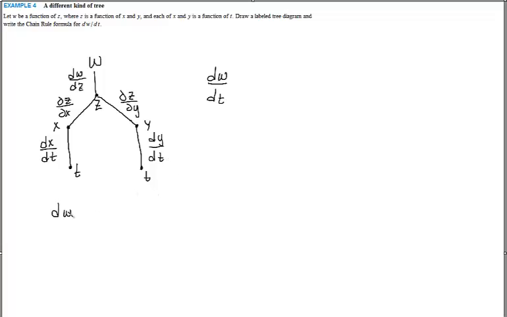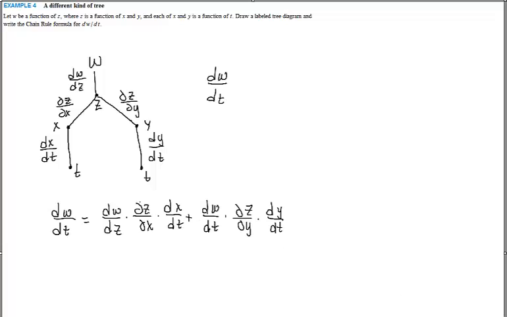The derivative of w with respect to t is going to be equal to, and I'm just going to follow each of these limbs, adding together the derivative of w with respect to z times the partial of z with respect to x times the derivative of x with respect to t, add to it the other limb. Alright, now that I have all of these written down, this would be how I would find the derivative of w with respect to t.